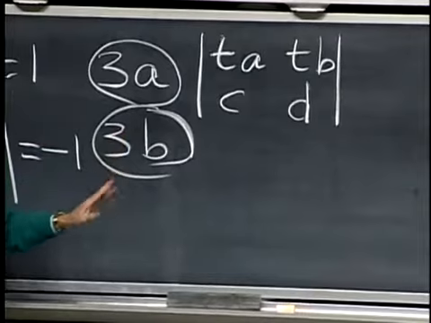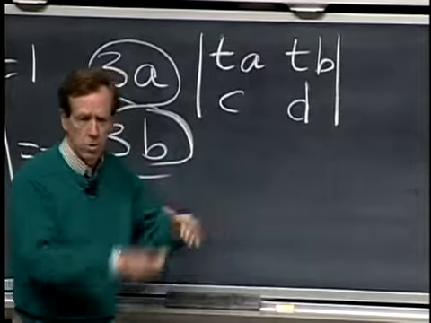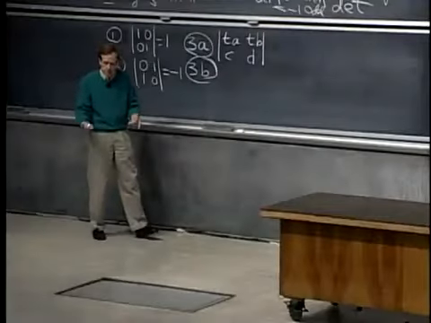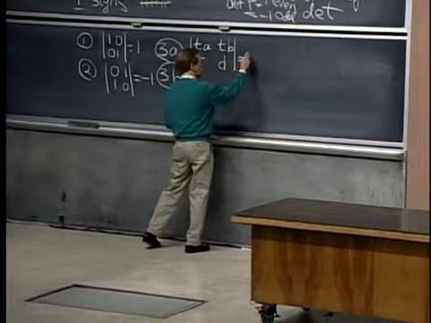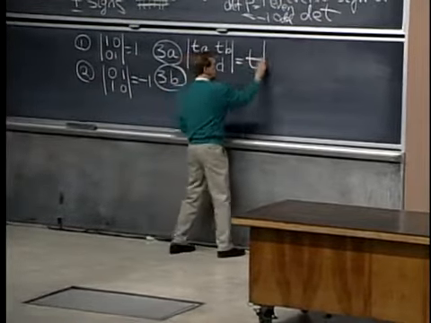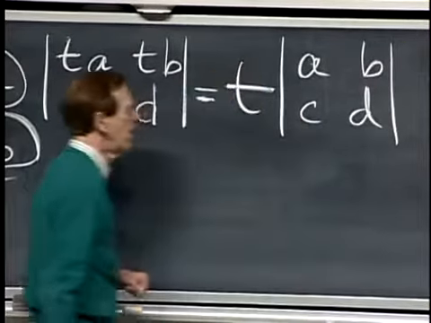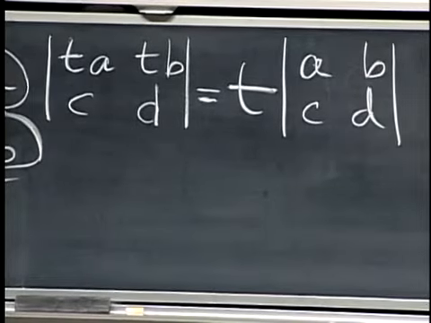For any matrix, if I multiply one row by t and leave the other n minus 1 rows alone, what happens to the determinant? The factor t comes out. It's t times this determinant. That's not hard. I shouldn't have made a big deal out of property 3A.